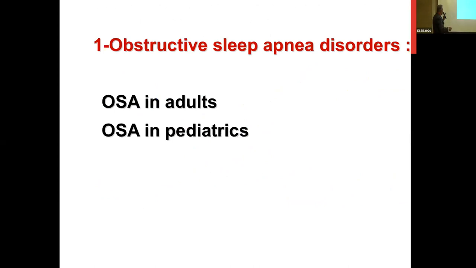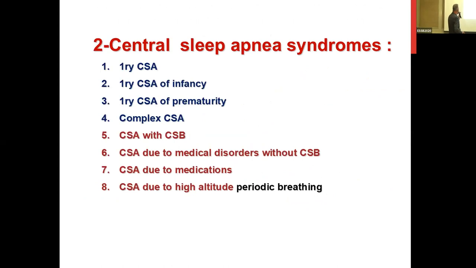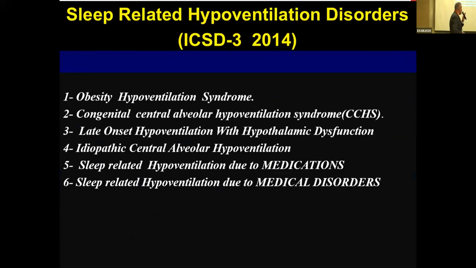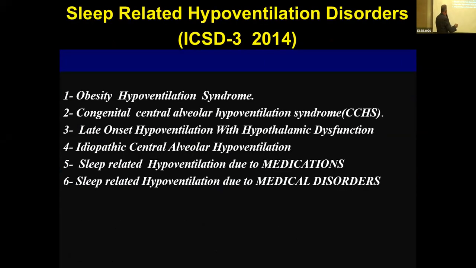وبالتالي الادلت والبيدياتريك اوبستراكتيف سليب ابنيا والسنترال سليب ابنيا سيندرومز اللي هي اربعة: برايمري سنترال سليب ابنيا سندروم، وبعد كده البرايمري في الانفانسي، اسوشيتد ويذ كرونيك اوبيويد يوز، بعد كده في الانفانسي في البريماتوريتي، كومبلكس سنترال سليب ابنيا، ويذ اوبيويد يوز، سنترال سليب ابنيا تو ميديكيشن او ميديكال دراجز، والهاي التيتيود. السندرومز ثمانية سندروم موجودة في السنترال، ولكن بعد كده السليب ريليتد هايبوفنتليشن.